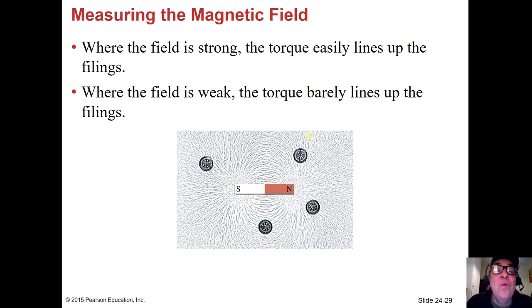Okay, where the strength is strong, the torque easily lines it up. The farther and farther you get away, the less and less the strength. Things become less organized, and the filings barely line up when you get really, really far away. You can see here, this is starting to get over here a lot less populated and a little dimmer. Here, though, they're really sort of activated the closer you get.